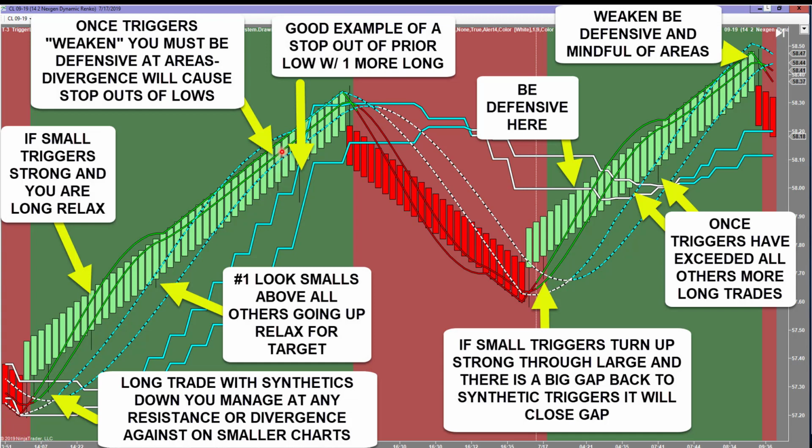And now that the triggers are inside of each other, if you have divergence, this is where you normally will get a pivot stop out. You recognize the divergence, you'll use it and exit. You'll buy again one more time before the market goes up again. Again, as the market's going down and you transition up, if you go long and you run into synthetic triggers, be defensive. If the small triggers break above, you're going to go long. If the small triggers weaken inside of the large triggers, you're going to be defensive.